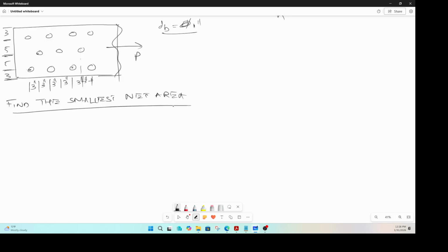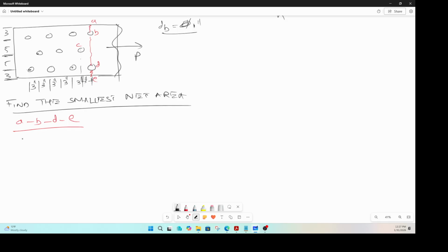Find the smallest net area. One scenario is that a crack can appear like that. That is scenario one. Let us say this is A, this is B, C, D, and let's say E. Let's talk about the chain A, B, D, E, and we calculate the net area along that direction.